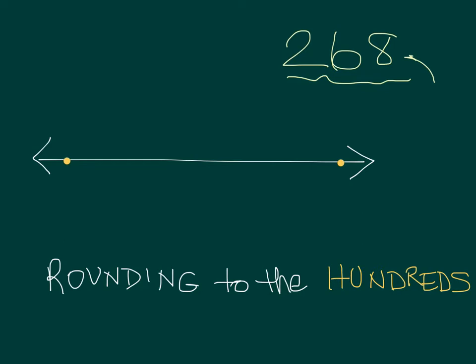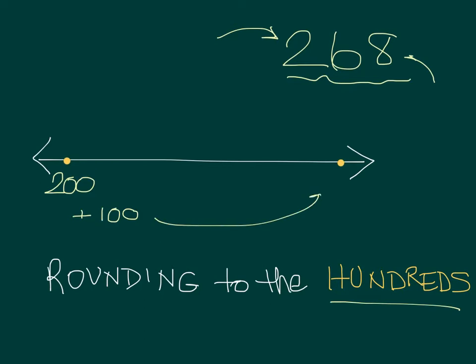When we're rounding numbers to the hundreds, the number I need to pay attention to is the 2 in 268. 200 ends up being the first number on my number line. Because we're rounding by hundreds, I have to think of 200 plus 100, and that's going to give me the ending number, which is 300. So the beginning number of this number line is 200, and the ending number is 300.